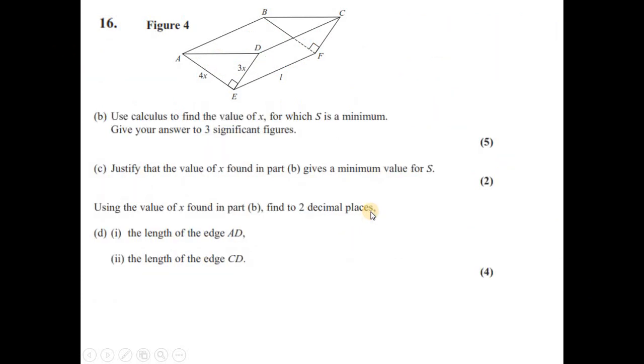Part B, use calculus to find the value of x for which S is a minimum, giving your answer to 3 significant figures. So you have S equal to 12x squared plus 7 by 8x, and you need to find the minimum condition. You need to differentiate this with respect to x. So you find dS by dx, and once you differentiate, you have 24x minus 7 by 8x squared. For the minimum condition, you have dS by dx equal to 0.